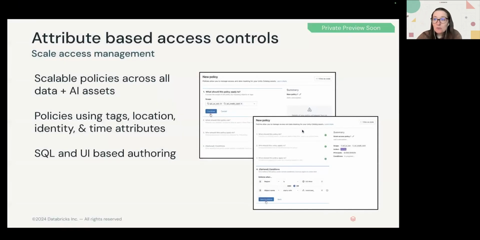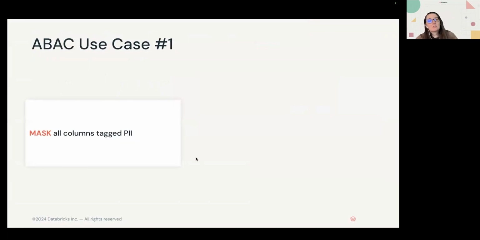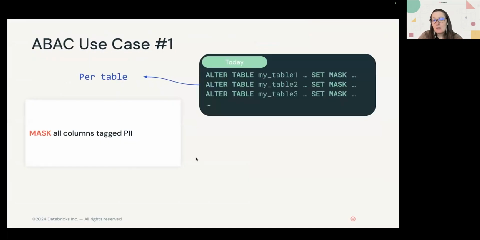So all of this is great so far. We were able to do this fine-grained access control to our tables, but we want to be able to scale this. And that's where attribute-based access controls come in, which we have a preview for coming soon. This will give you those scalable policies across all of your data and AI assets using tags, location, identity, or time attributes.